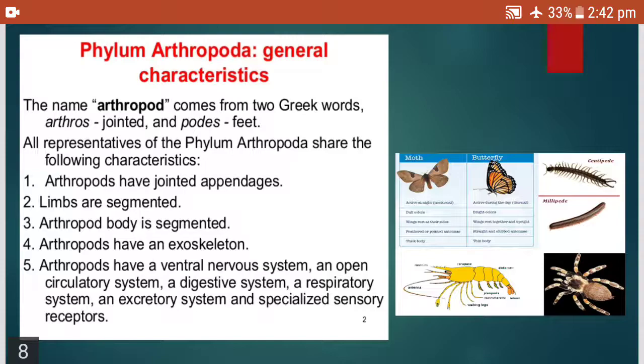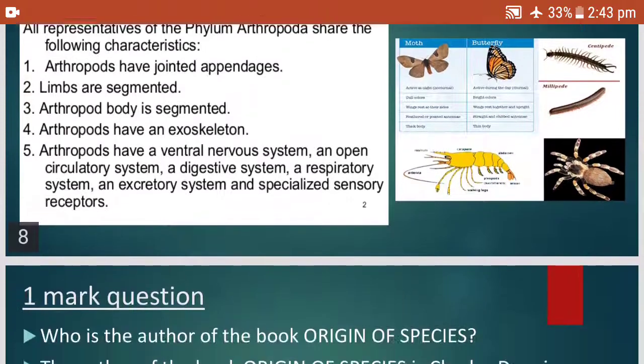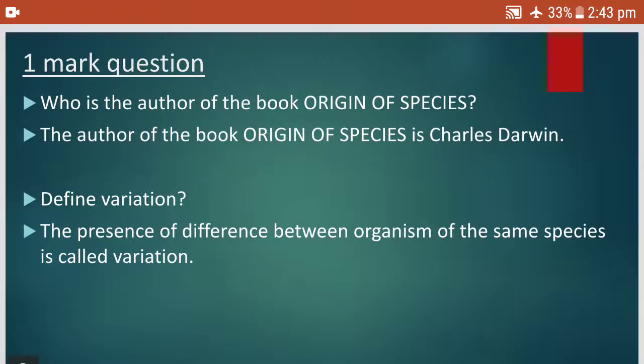They have an exoskeleton. Normally we have an endoskeleton. Our human beings have the endoskeleton. Our bones are present inside the skeletal system. That's why endoskeleton. Whereas the arthropods have the exoskeleton. Exoskeleton means that the skeleton is present outside the body. Arthropods have a ventral nervous system, an open circulatory system, a digestive system, a respiratory system, an excretory system, and specialized sensory receptors. So these are the general characters of the arthropods.